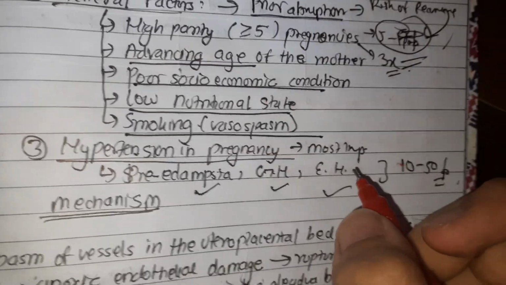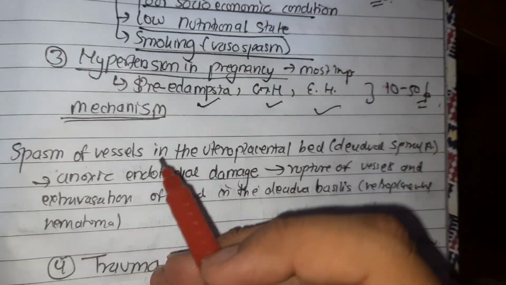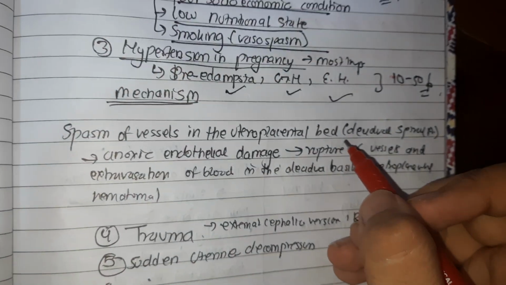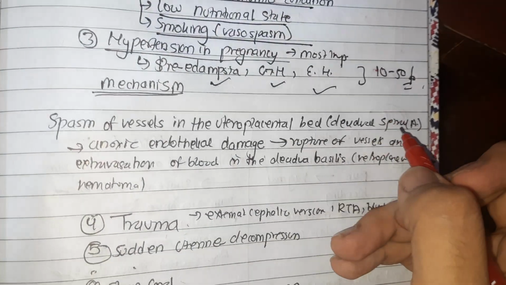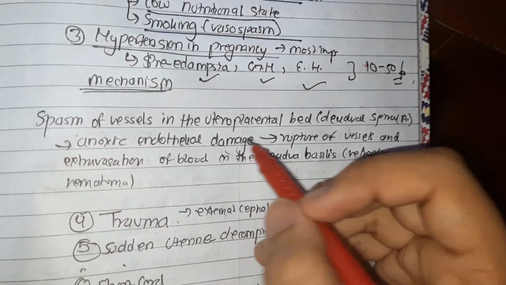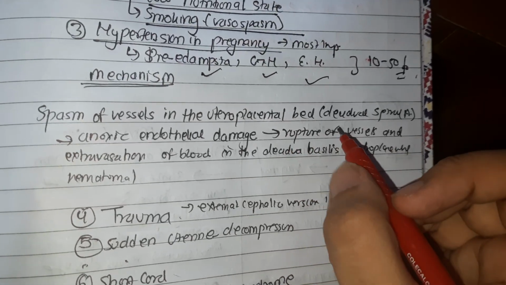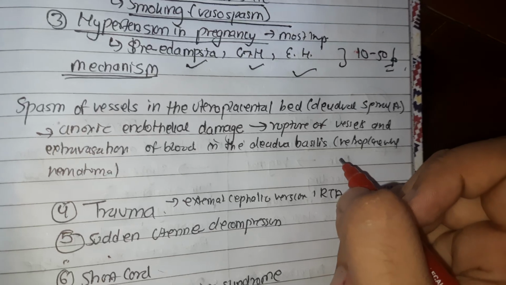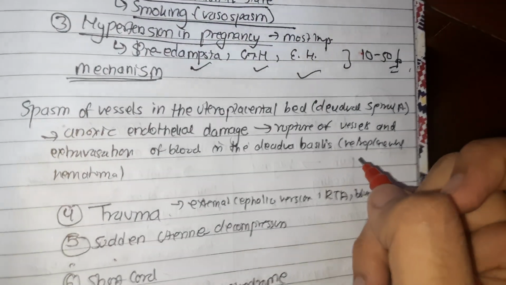And the mechanism is that hypertension causes spasm of the vessels in the uteroplacental bed, that is the decidual spiral arteries, which causes anoxic endothelial damage, which causes rupture of vessels and extravasation of blood in the decidua basalis, and it causes retroplacental hematoma.